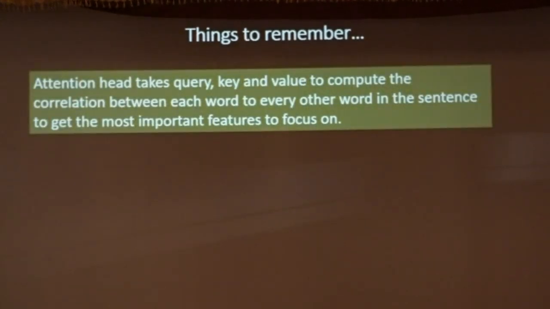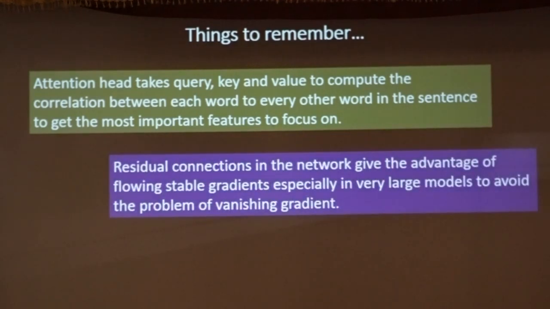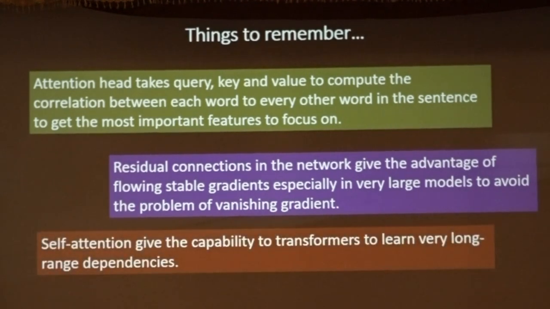Am I clear? Right. So I'm just recapping the things to remember. The attention head uses 3 values, query, key and value, to capture the meaningful relationship between each word in the sequence and every other word in the sequence, so that it can focus on the relationships between the words and capture the more important features. The residual connections in the network maintain the stability of the gradients so that the vanishing gradient problem is avoided. And the third thing is that the self-attention mechanism makes the transformer able to learn long-term dependencies.